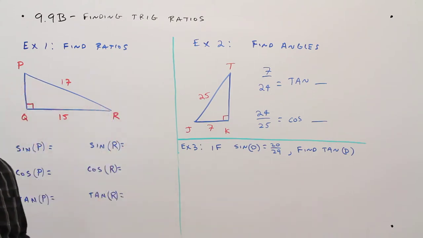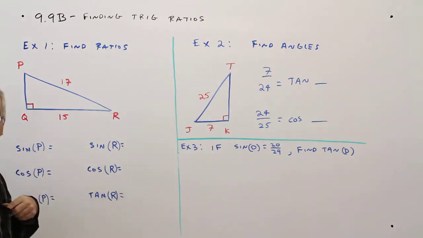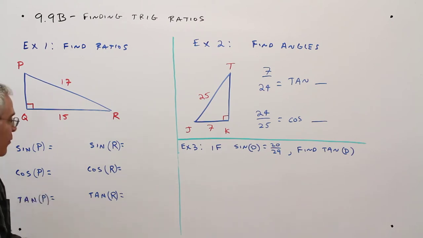So I've got three examples here. First example, find the ratios in this triangle. So I've got to find sine, cosine, and tangent of angle P, and sine, cosine, and tangent of angle R. I'll do them one at a time.